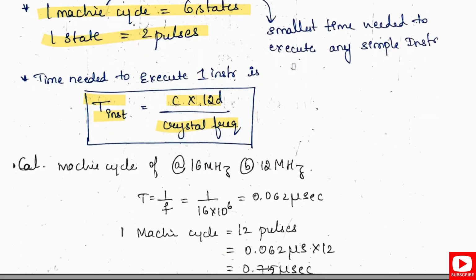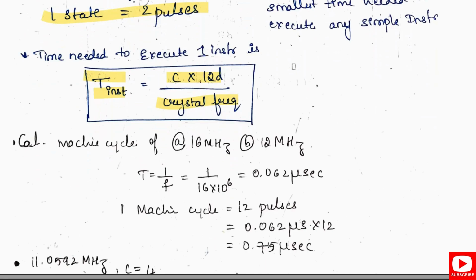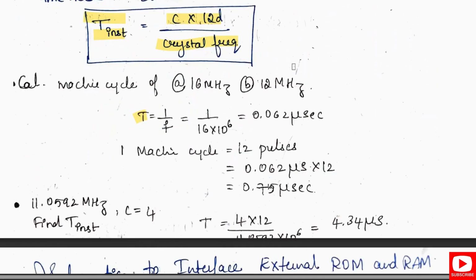For example, let us solve a problem. Calculate the machine cycle at 16 MHz, 12 MHz. They have given F as 16 MHz. So T is calculated as 1 by F. You will get T. One machine cycle is how many pulses? 12 pulses. So multiply that time by 12 and you will get the machine cycle. Similarly, for 11.0592 MHz, find the time instant. Here C is equal to 4, as given. So 4 × 12 divided by the crystal frequency, that is 11.0592 MHz. You'll get 4.34 microseconds. These are the two types you can expect.